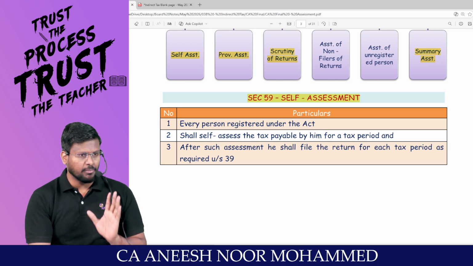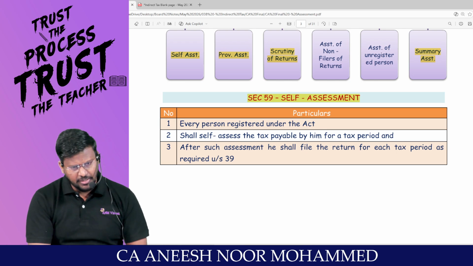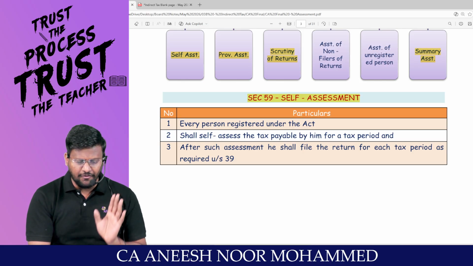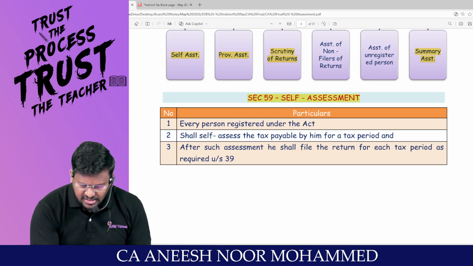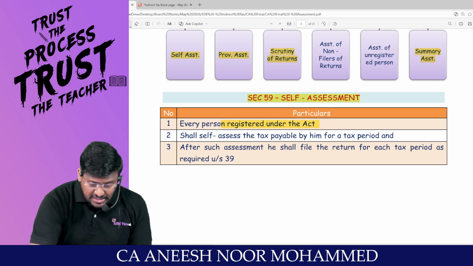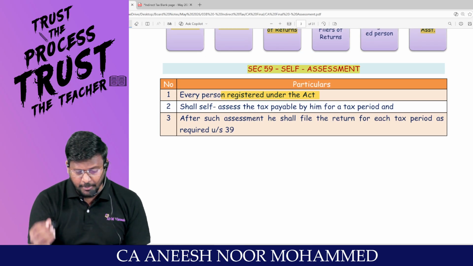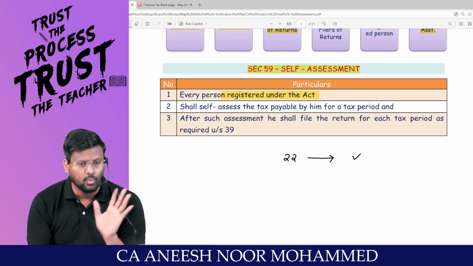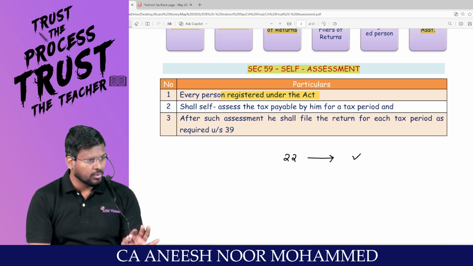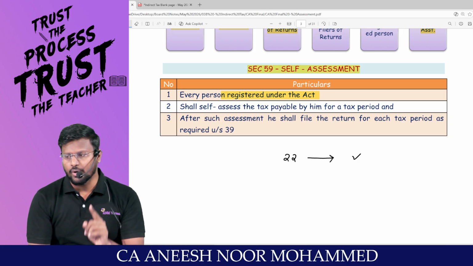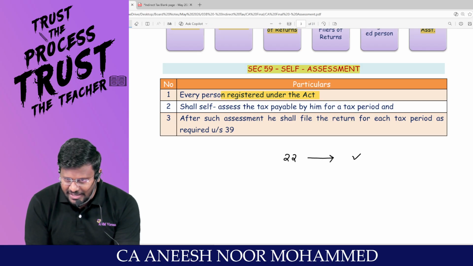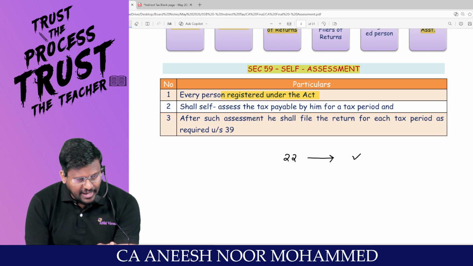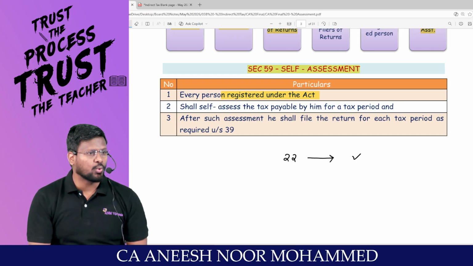Now you yourself tell me, who is supposed to do self-assessment? Assessee is supposed to do self-assessment. Every person registered under this Act. Have you registered under this Act? My dear lovable students, you can take the registration either under section 22, that means person liable for registration. If your aggregate turnover exceeds 10 lakh, 20 lakh, 40 lakh, you are liable to take the registration.